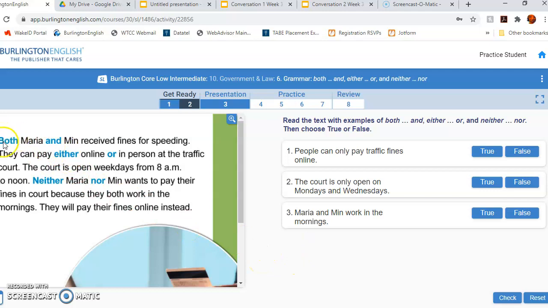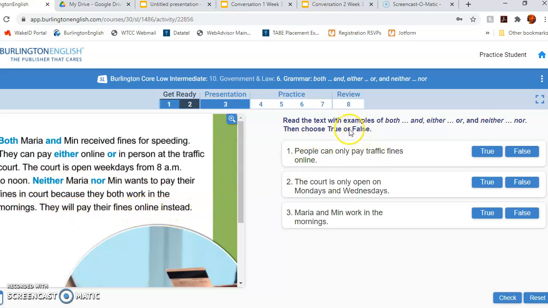Okay, so here we have both Maria and Min received fines for speeding. We have highlighted both and. They can pay either online or in person. Okay, so this is one or the other. Neither Maria nor Min wants to pay their fines in court because they both work in the mornings. So this would be 0 of them. They will pay their fines online instead.